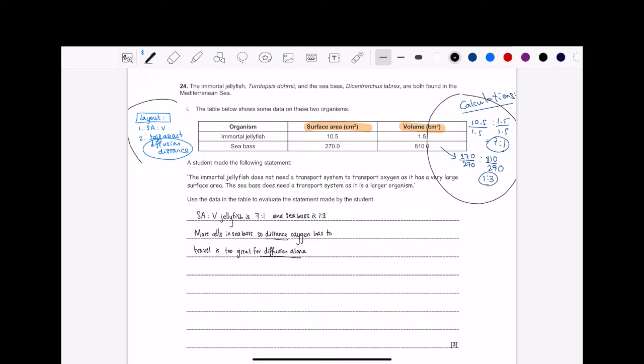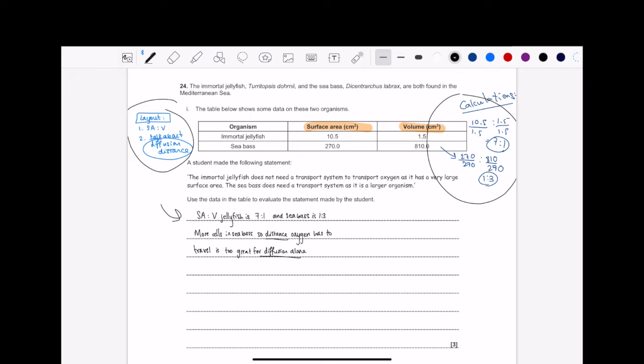So we can see that I followed that layout here. I calculated the surface area to volume ratios, and then I gave the explanation. So you see, there's more cells in the CMS, so the distance oxygen has to travel is too great for diffusion alone, which links to the statement they gave over here, which was what? The immortal jellyfish does not need a transport system to transport oxygen, as it has a very large surface area. The sea bass does need a transport system as it's a larger organism.